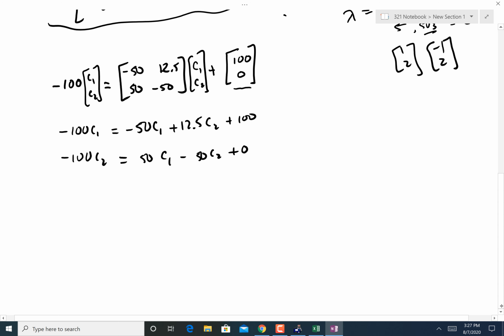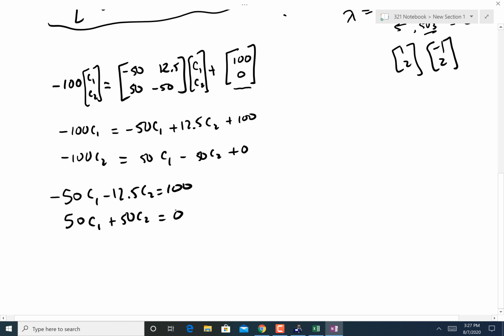So if a person were solving this, I don't know which is easier. I guess let's move that over there. Negative 50 C1 minus 12.5 C2 equals 100. And then I'm just going to do 50 C1 and then move this over to here. It's going to be plus 50 C2 equals a goose egg.